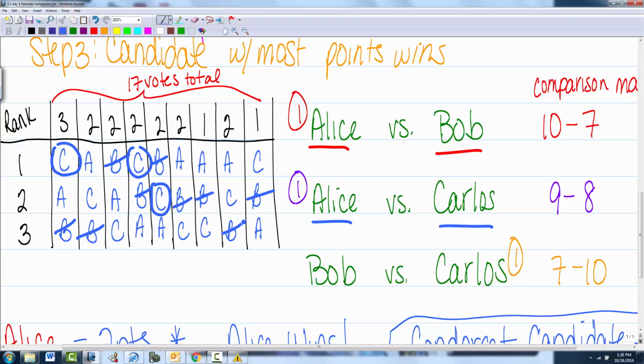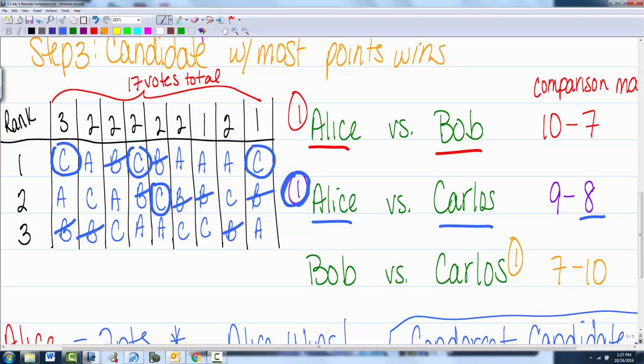Isn't Carlos ahead there in all of these columns, right? All right, and that's 3, 4, 5, 6, 7, 8. How many are left over? That means Alice won the other 9. I mean, come on, this isn't rocket science. So who wins? Alice. I forgot to say in the last one.